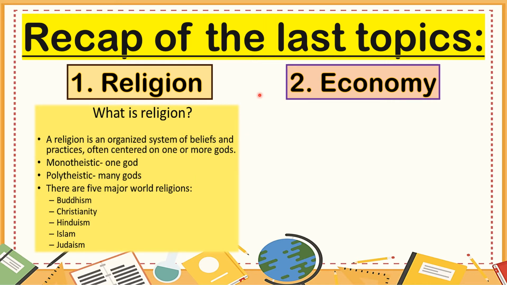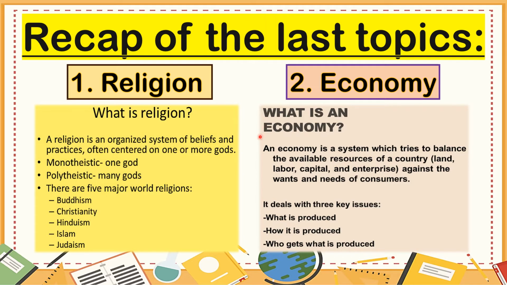The second topic that we had is economy. What is an economy? An economy is a system which tries to balance the available resources of a country, like land, labor, capital, and enterprise, against the wants and needs of consumers. It deals with three key issues: what is produced, how is it produced, and who gets what is produced.